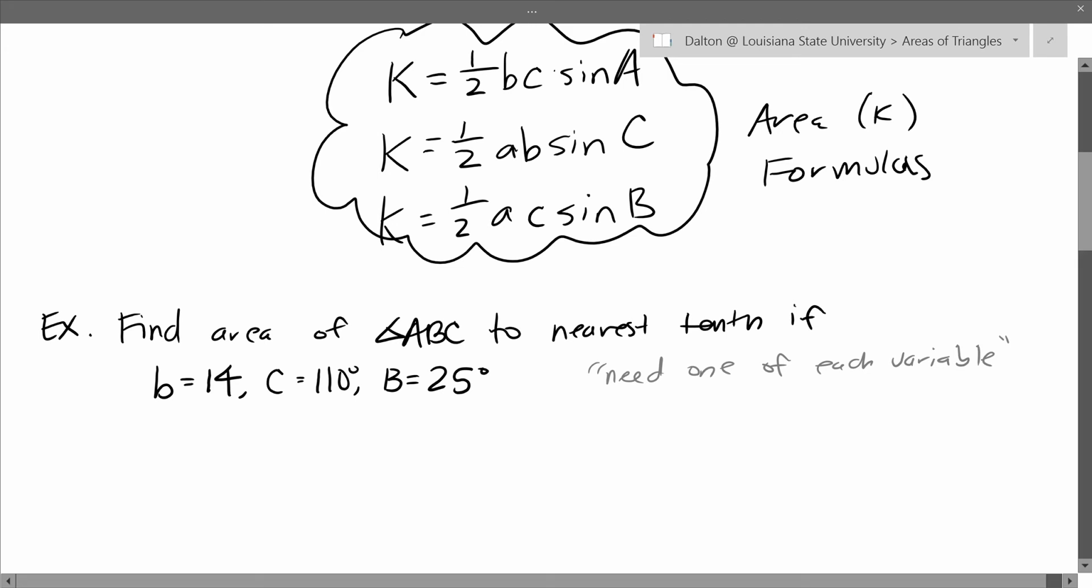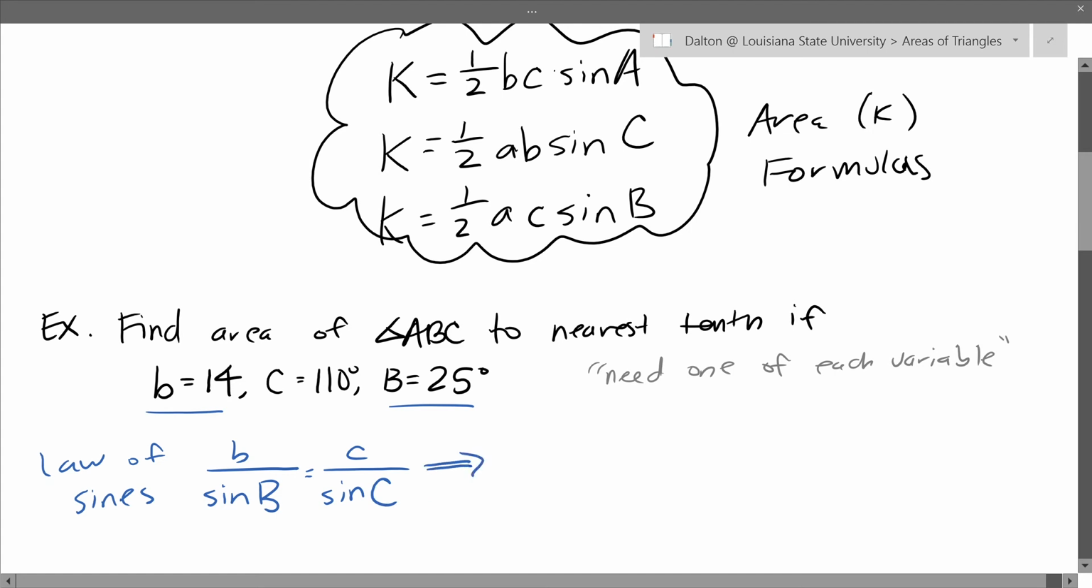I know my B's. So we're gonna use what we know about the law of sines to say B over the sine of B is going to equal C over the sine of C. So I'm going to use this to help me solve for the side length C. This implies, if I plug in what I know, 14 over the sine of 25 is equal to C, which we don't know, times the sine of 110 degrees. So if I'm solving to isolate side C, I'm going to multiply both sides by the sine of 110.